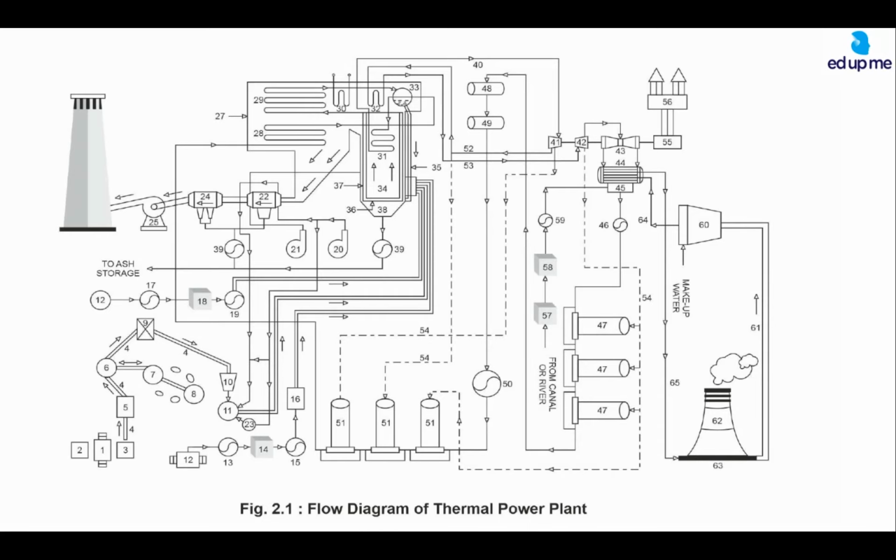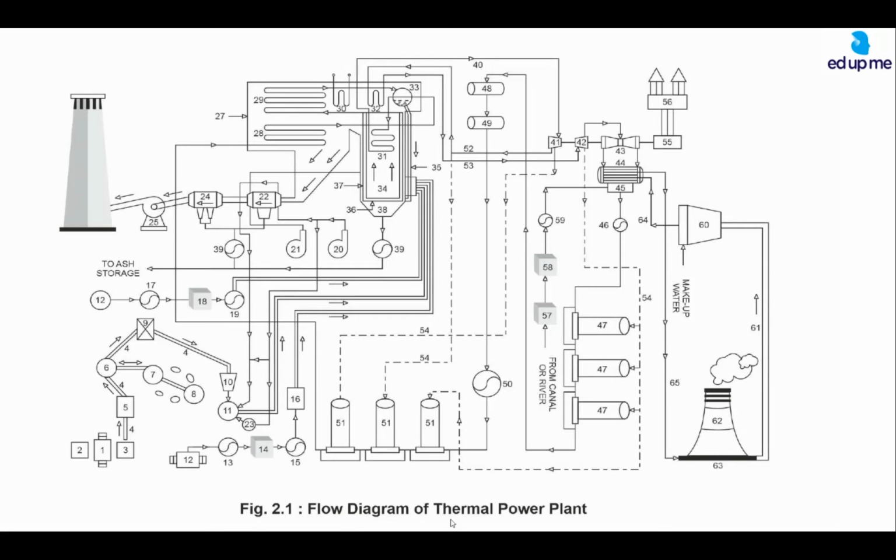When coal reaches here, it is thrown into the boiler by burners, coal burners. These coal burners are tangential burners. They are tangential in the boiler. There are four burners at four corners, and they will throw the coal tangentially.